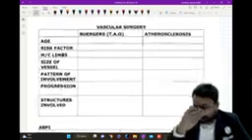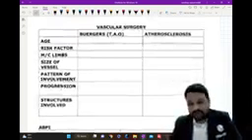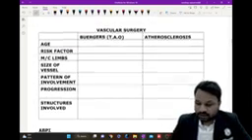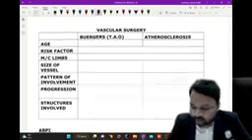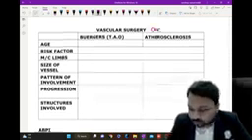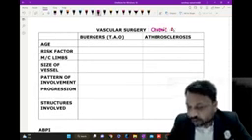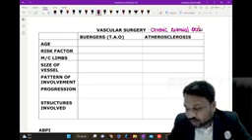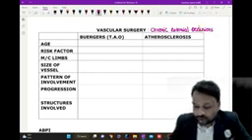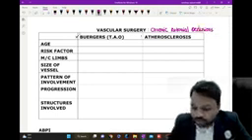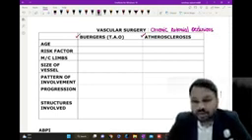Let's continue. We're talking about the vascular disorders. In vascular surgery, I'll be talking about chronic arterial occlusion. The two best examples for chronic arterial occlusions are going to be Buerger's disease and atherosclerosis.